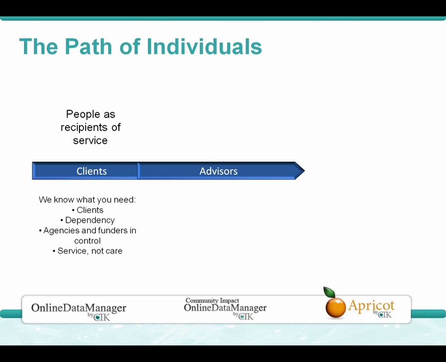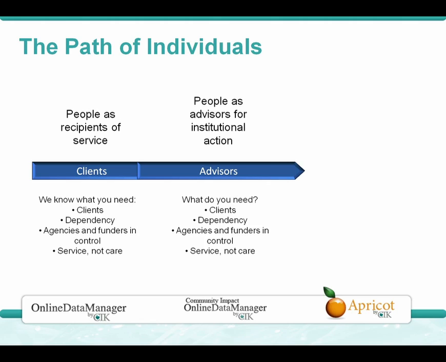The second role is advisors. So people as advisors for institutional action, and we have gotten kind of good at that. So we do now know, and we do get engaged in many of our agencies. We do ask the clients, what do they need? What kind of services do you need? How would you like us to deliver the service? But it's still to advise institutional action. So it's still about clients, dependency, agencies and funders in control, and service, not care.